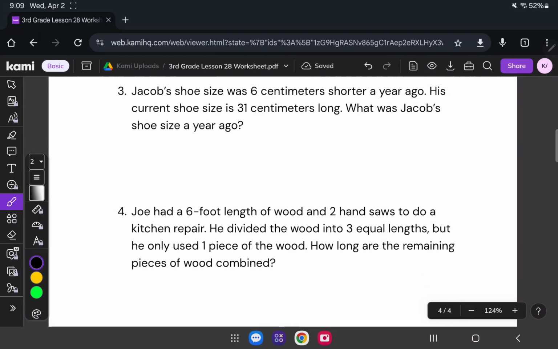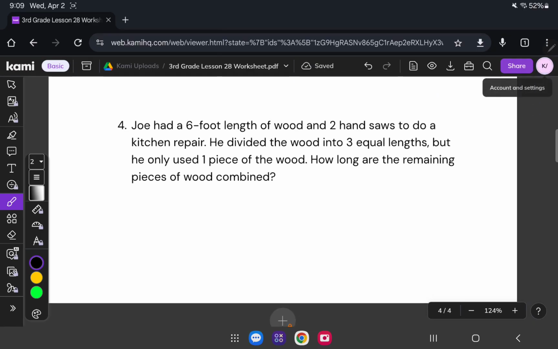Jacob's shoe size was 6 centimeters shorter a year ago. His current shoe size is 31 centimeters long. What was Jacob's shoe size a year ago? So 31 minus 6 equals 25 centimeters.